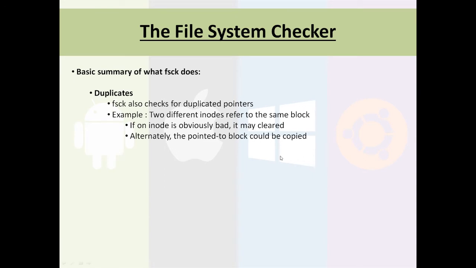Now, FSCheck also handles duplicate pointers. These are cases where two different inodes refer to the same block. If one inode is obviously bad, it may be cleared. Alternatively, the pointer to the block could be copied, thus giving each inode its own copy as desired. So they could be copied and stored in two separate blocks, and then you would have two inodes pointing to two separate blocks with separate data, even though the data is the same.